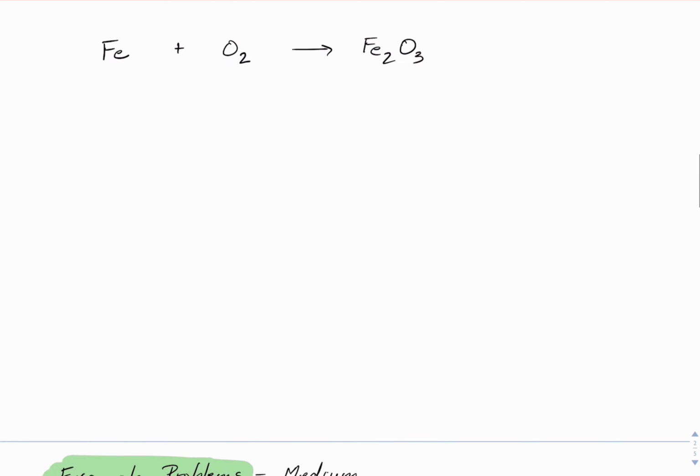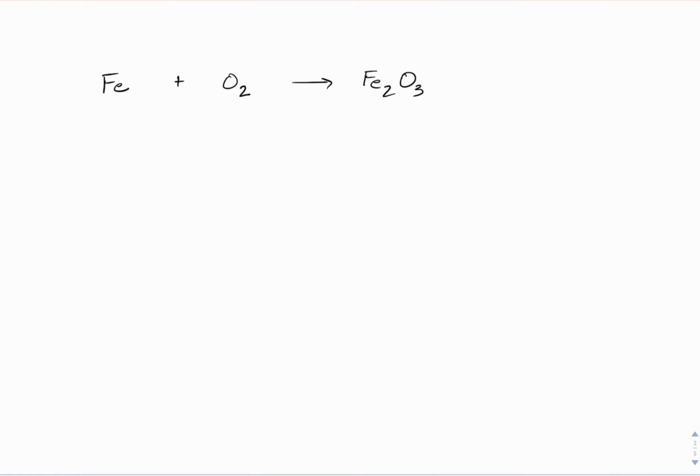So let's try another easy problem. This is Fe plus O2 yields Fe2O3. So I write my iron and oxygen on both sides in columns. And I have 1 iron, 2 irons, 2 oxygens, 3 oxygens, and now I need to balance those.